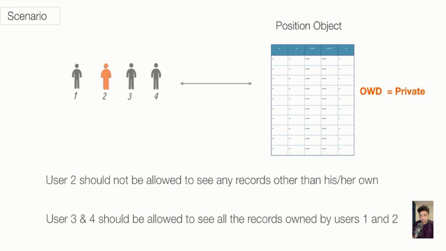This gets you thinking, how can user 3 and 4 access other records? You can make exceptions to organization-wide defaults. I'll talk about them in the next lecture.